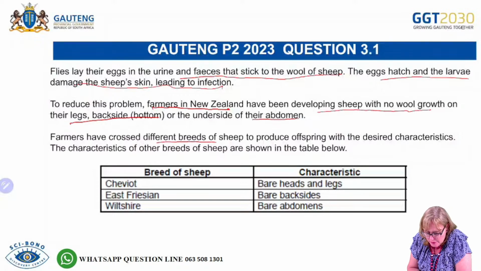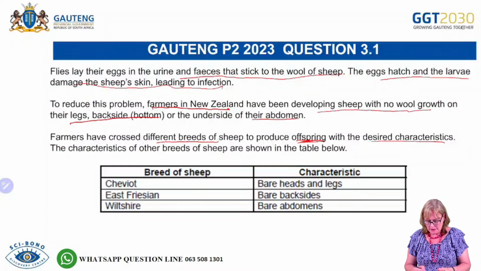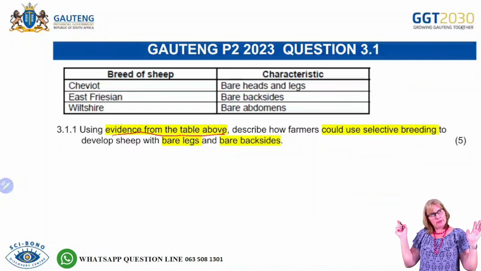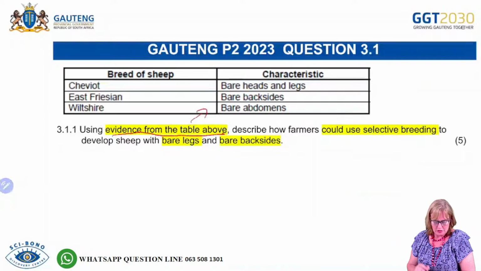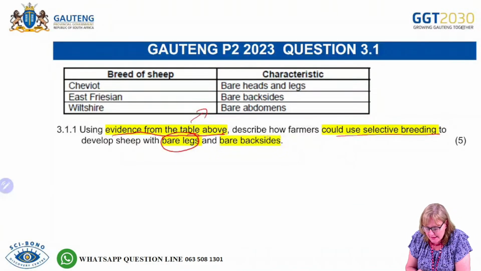So they cross different breeds of sheep to produce offspring with desired characteristics. So the farmers are the selective force here, right? And there's 3 different breeds of sheep. Okay, now using the evidence from the table above, not your own evidence. You don't decide, well, I know this sheep, and I'm on the farm and I'm going to use this sheep. No. This table, that's what you use. It's a very easy question, people. Describe how farmers could use selective breeding, selecting it themselves, right, to get bare legs and bare backsides.